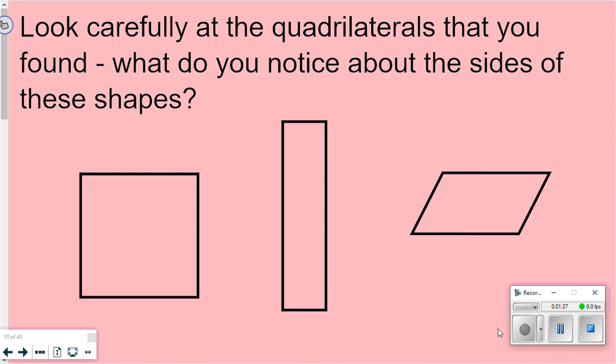What else are we noticing about the sides? There's something else kind of special happening with our sides. Look carefully. Evelyn, what are you noticing? Okay, so we're noticing that some of them have equal length sides and some of them don't. Gia, what are you noticing? They do have opposite equal sides. That means the sides that are opposite are equal in length.